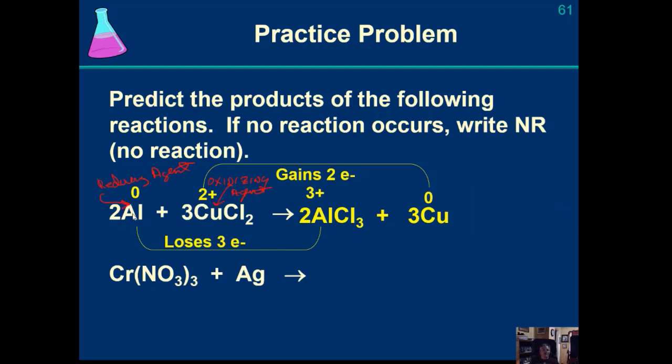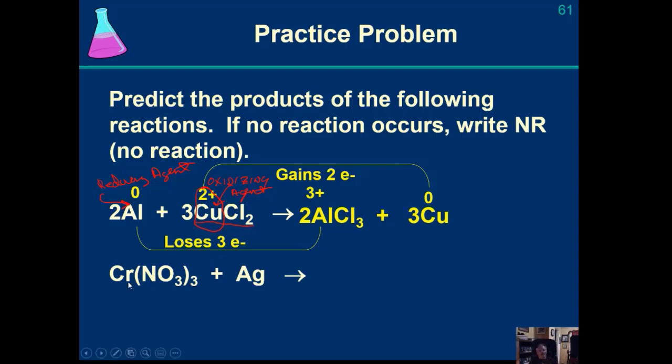So since aluminum is being oxidized, that makes it the reducing agent. And since copper 2 plus is being reduced, that makes it the oxidizing agent. Now, on a test, you may see the entire compound represented as being the oxidizing agent. That's just fine. The more specific oxidizing agent is the copper 2 plus in the compound, but since it comes with the chloride ion, it will typically be represented as the copper 2 chloride compound.